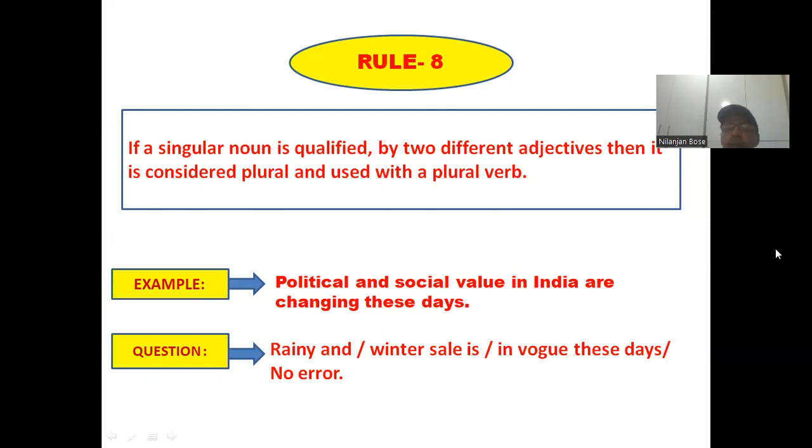In that case, the verb will be are. That is perfectly all right. So that example is justifying the rule. Now here is a question for you. Rainy and winter sale is in vogue these days.